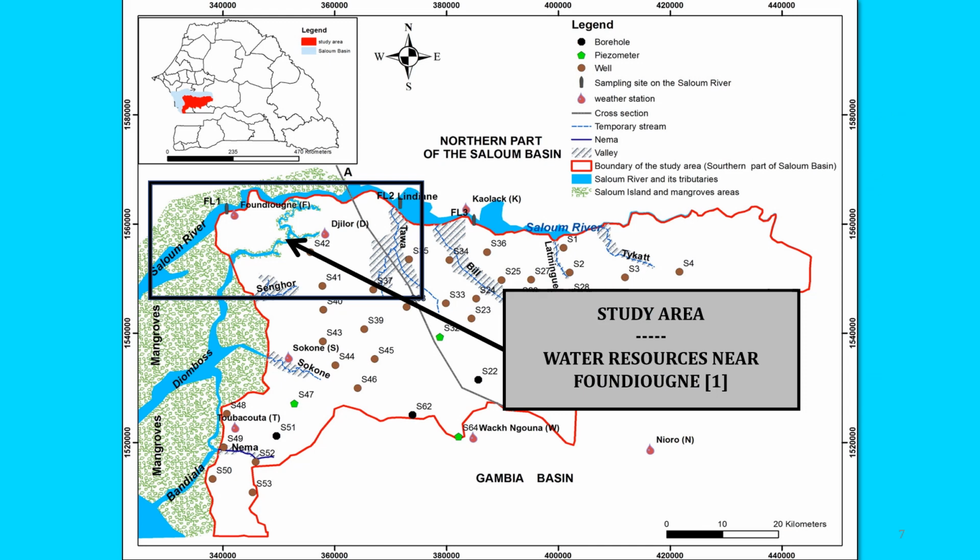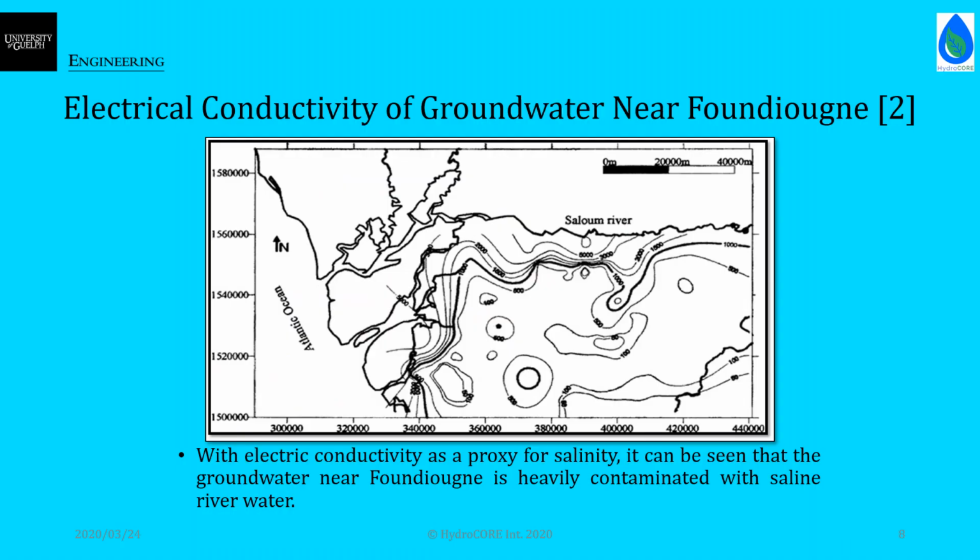Foundiougne's location next to the Saloum River and its situation above the continental terminal aquifer provide the opportunities to extract groundwater and river water as sources of raw water for treatment. Unfortunately, the low flow of the river and surplus of evaporation have led to the salination of the Saloum River.